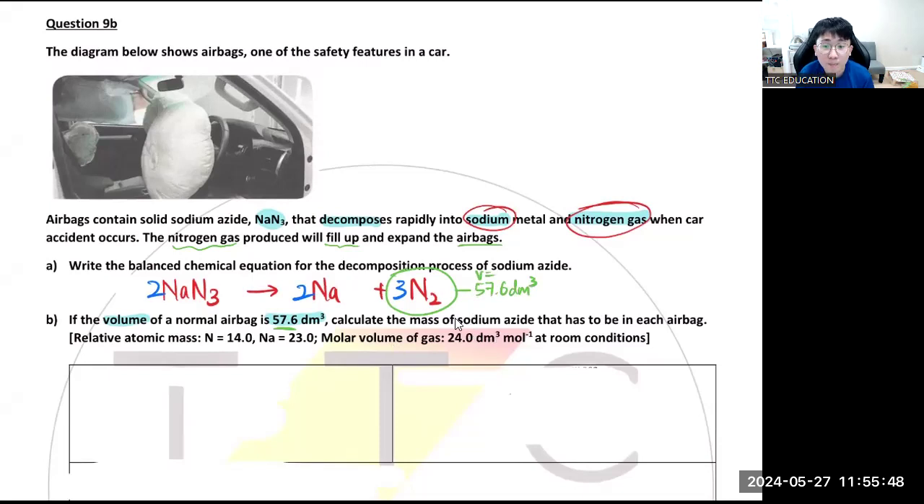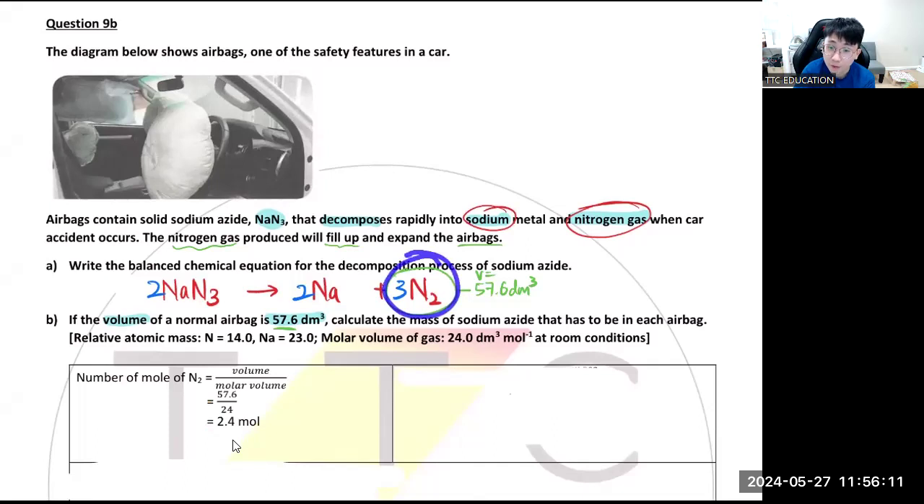How much is the mass of the sodium azide in the front? So we can do the same calculation. Start off with the volume. Guys, what's the formula? Volume over molar volume. So 57.6 divided by 24, the molar volume given by the question. So you get 2.4. But then again, what you have is nitrogen gas.